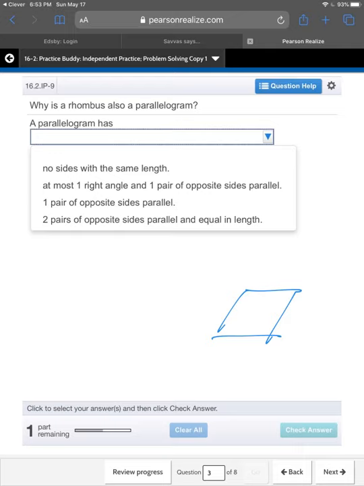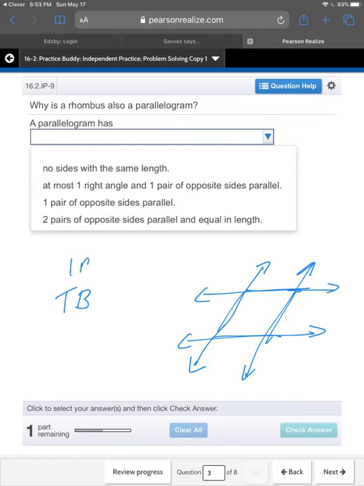Well, we know parallelograms. We know that opposite sides are parallel. So here my top and the bottom are parallel. They never touch, they never touch. Here's my left side and my right side. And they're also parallel. So how many pairs do I have? Well, I have my top and my bottom. That's 1 pair. And I have my left and my right side. That would be 2 pair.